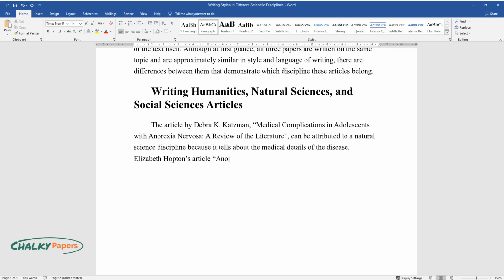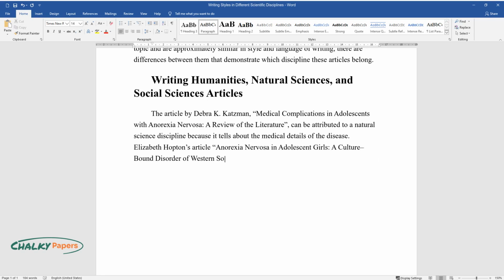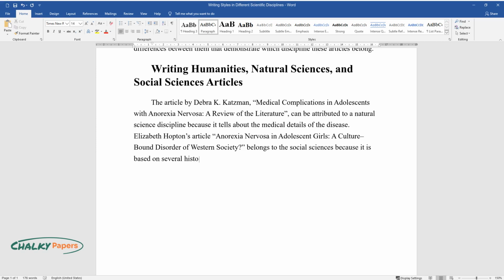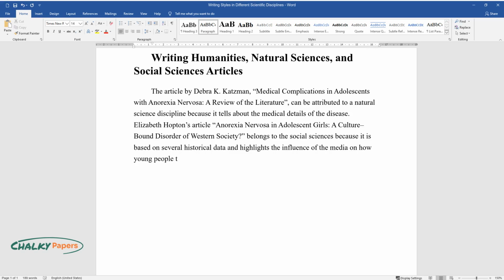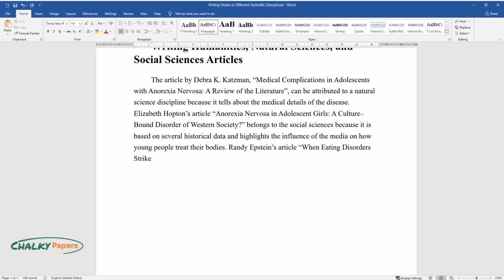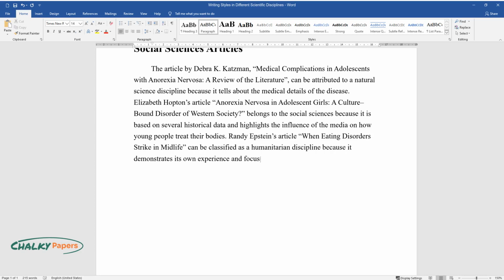Elizabeth Hopton's article Anorexia Nervosa in Adolescent Girls, a culture-bound disorder of Western society, belongs to the social sciences because it is based on several historical data and highlights the influence of the media on how young people treat their bodies. Randi Epstein's article When Eating Disorders Strike in Midlife can be classified as a humanitarian discipline because it demonstrates its own experience and focuses on the psychological elements that cause the problem.